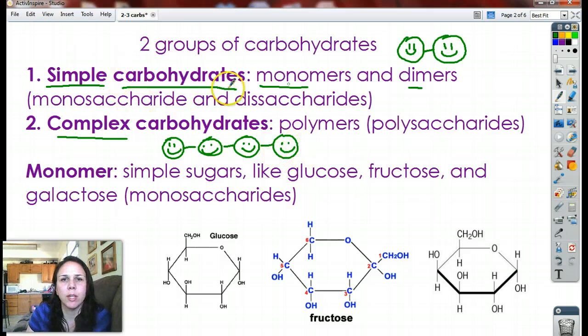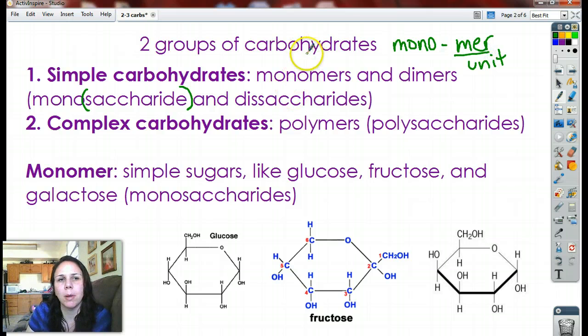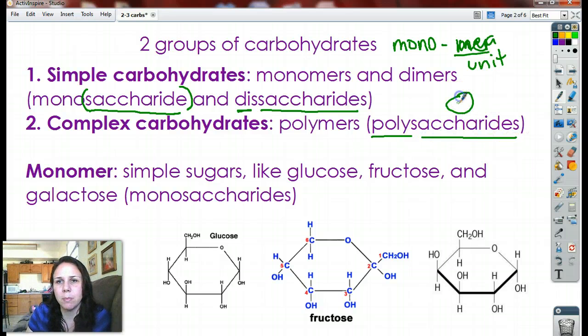Now there's a special word that we use to refer to carbs, and that is the word saccharide right here. Okay, so remember how we had the word mono and then mer. Mer just meant the unit. Well, the unit for a carbohydrate is a saccharide. So we're going to take out the mer word and we're going to put in the unit for that particular thing. So monosaccharide. Dimers become disaccharides, and polymers become polysaccharides. So the little smiley face is called a saccharide.